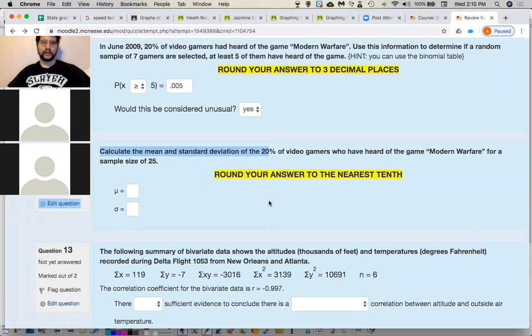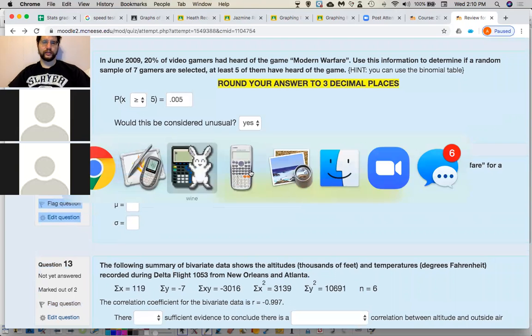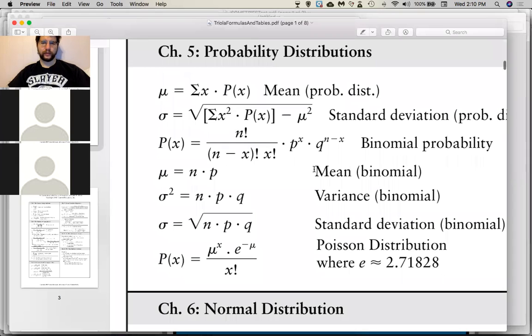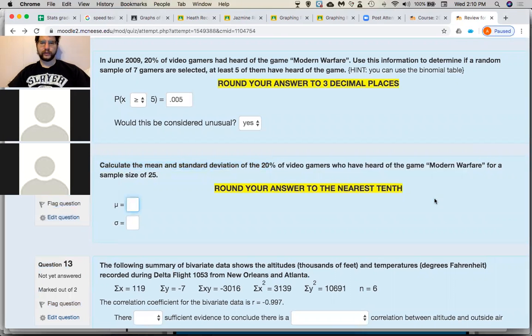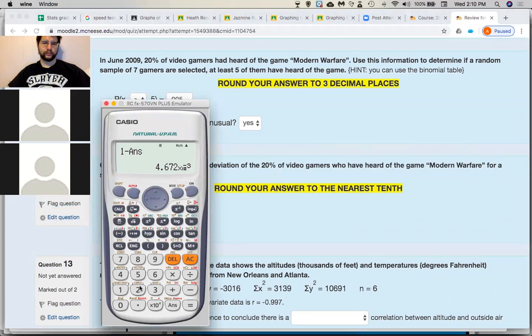All right, second part's continuing. Calculate the mean and standard deviation. You have your formulas here. They're really nice, easy formulas for this one. Mean and standard deviation. Mean is just n times p. So 25 times 0.2 gives you 5.